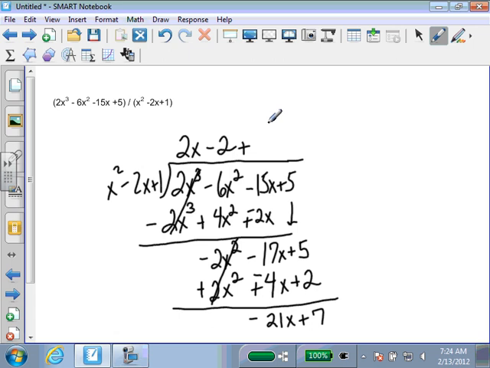I have nothing left to bring down, so this is my remainder. I could write it as plus negative 21x plus 7 over x squared minus 2x plus 1. Ultimately, I could write it as minus 21x minus 7, so I could take a negative out of here and put it there.